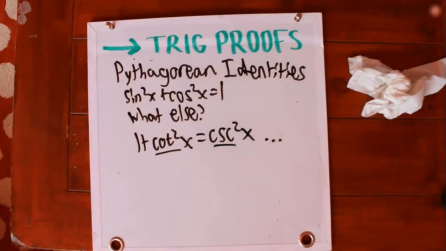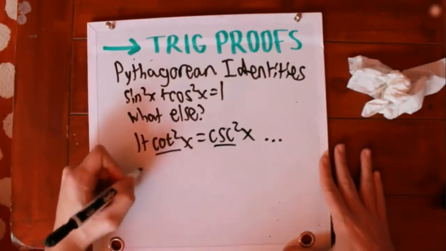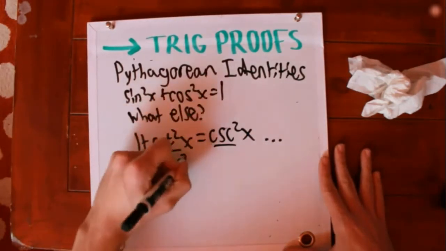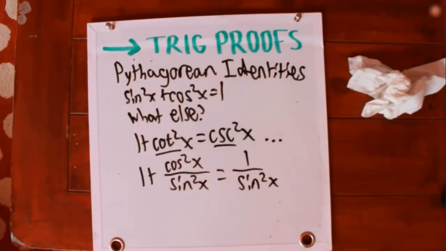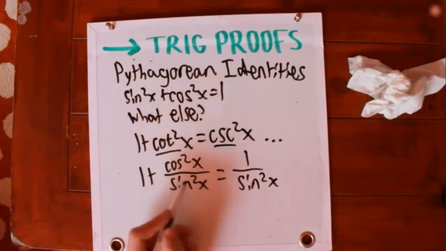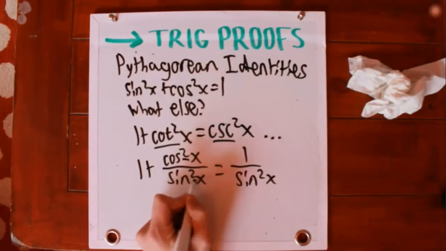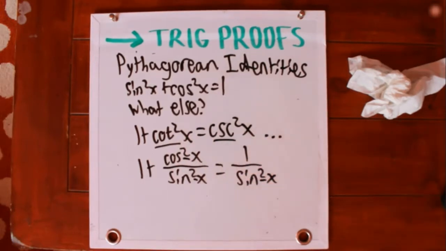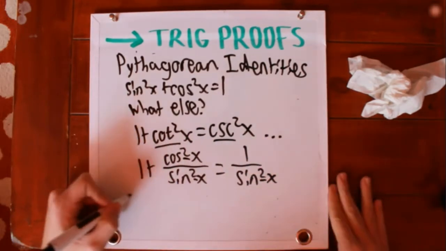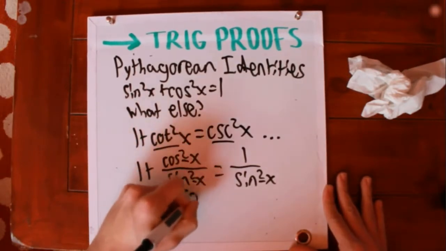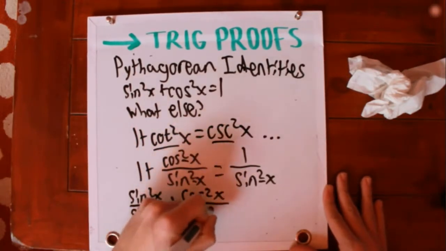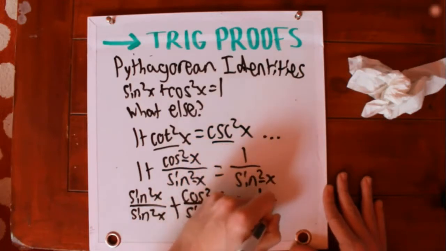To remedy this, let's put it in terms of sine and cosine. Simplifying the inverse functions, we get 1 plus cosine squared of x over sine squared of x equals 1 over sine squared of x. Because cotangent is cosine over sine, and if it's squared, all of its inputs must be squared. The same goes for cosecant, which is just 1 over sine. Now, to get matching denominators to add the fractions, let's substitute sine squared of x over sine squared of x in for 1. Now we have sine squared of x over sine squared of x plus cosine squared of x over sine squared of x equals 1 over sine squared of x.